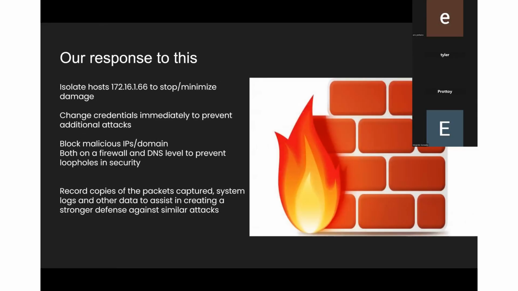Our response to this is to isolate host 172.16.1.66 to minimize damage. We also need to change credentials immediately and block malicious IPs on a firewall and DNS level.